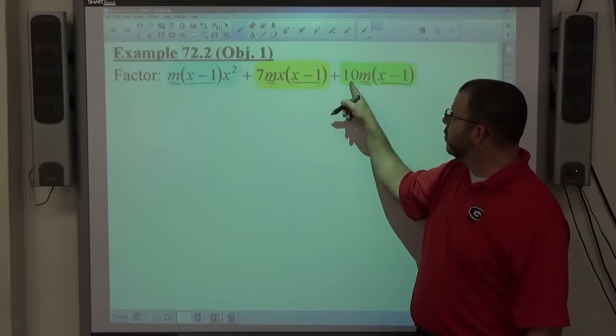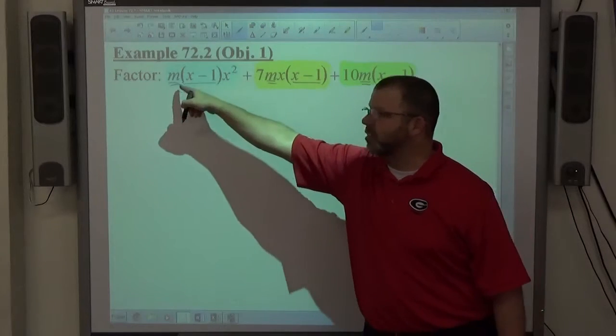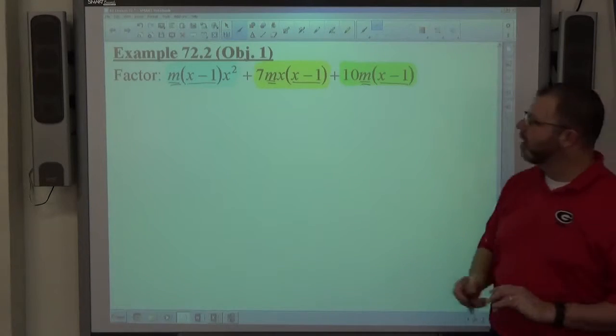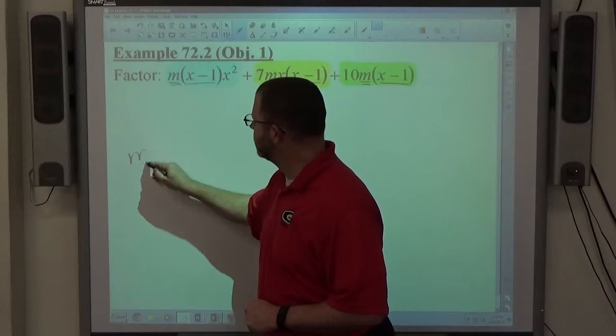This divides by 2 and 5. This only divides by 7. This doesn't divide by any numbers. So there's no other common factor other than m and x minus 1.